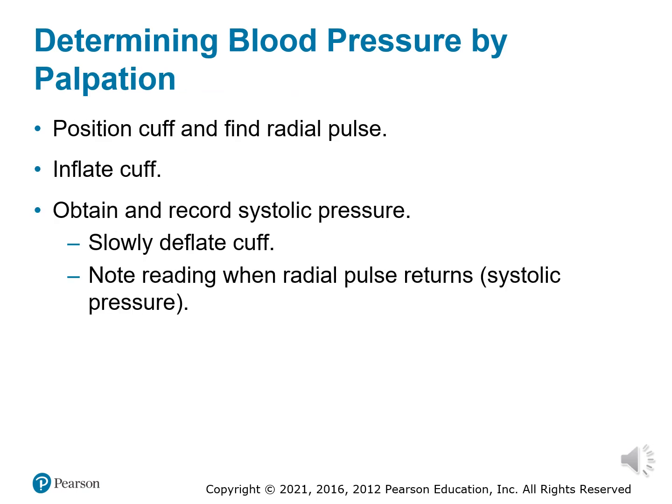Next, we're going to talk about determining blood pressure by palpation. So you're going to position the cuff and find that radial pulse. Once you get done with that, then you're going to inflate the cuff and then obtain and record the systolic blood pressure. How you're going to do that is slowly deflate the cuff, and you want to note the reading when the radial pulse returns, which is then that systolic pressure.